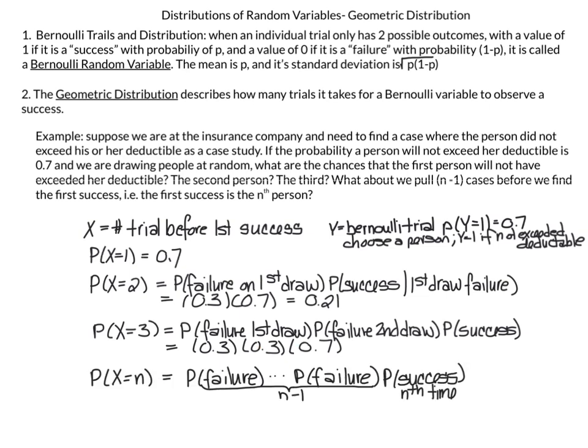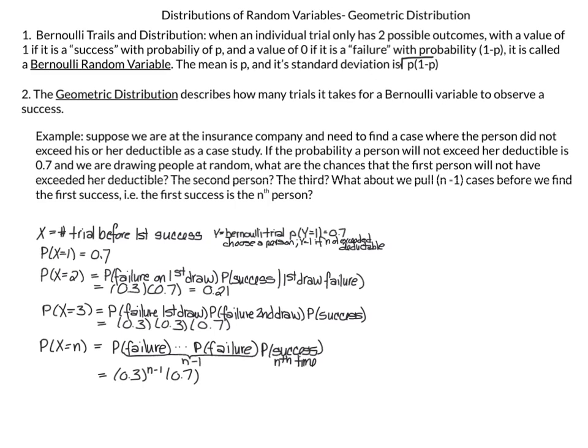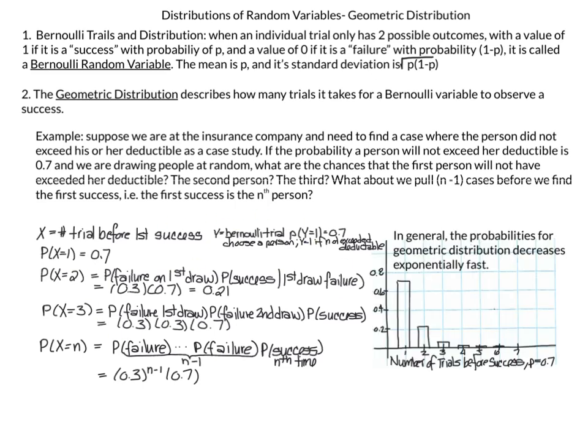And finally, if it's n minus 1 cases before we find the first success, i.e. the first success is the nth person, that means we have n minus 1 failures. So I have probability of failure n minus 1 times, and then the nth time is probability of success. So that's going to give us our 0.3 probability of failure raised to the n minus 1 times the probability of success. I shrank this work down some to give us some room to put in the graph.